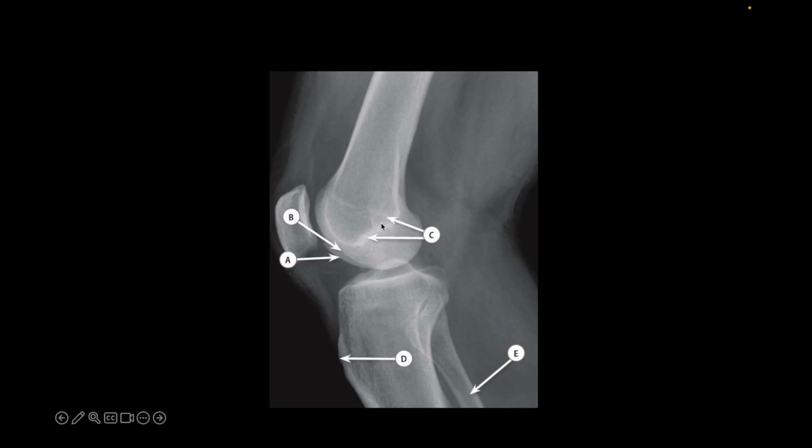And C, they've pointed to the intercondylar groove, which is made up of that space between the femoral condyles, where on an X-ray you can just see this line like this. D is your tibial tuberosity. Remember, Osgood-Schlatter's disease in kids affects this. And then E is the diaphysis of the fibula.